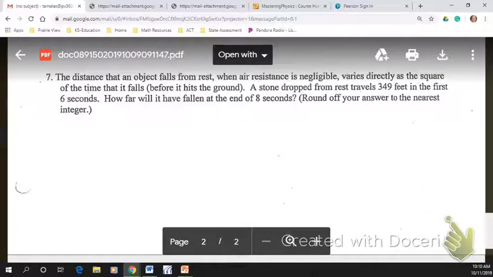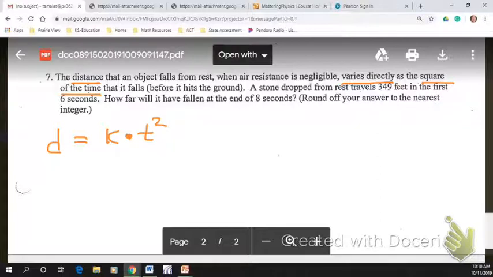Okay, so number 7, the distance that an object falls from rest when air resistance is negligible varies directly as the square of time. So distance is my keyword there, and varies how? Directly as the square of time. So distance, I always put equals k. If it's directly, I multiply. Inversely, I divide, right? So the square of time. So there's my formula. Distance varies directly as the square of time.